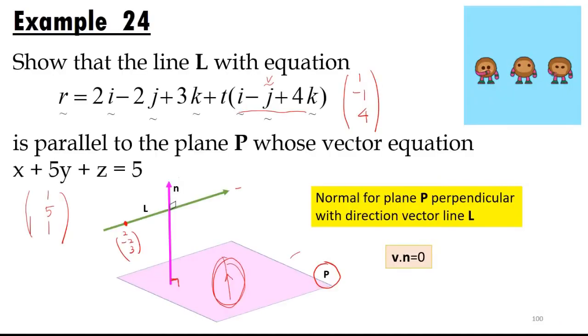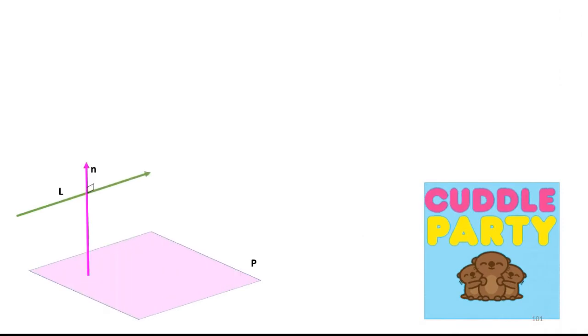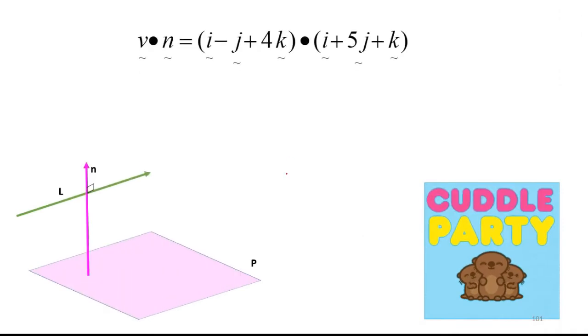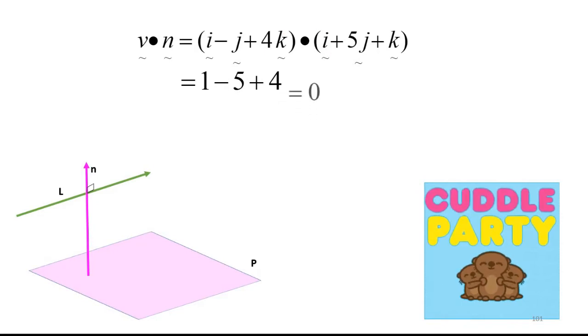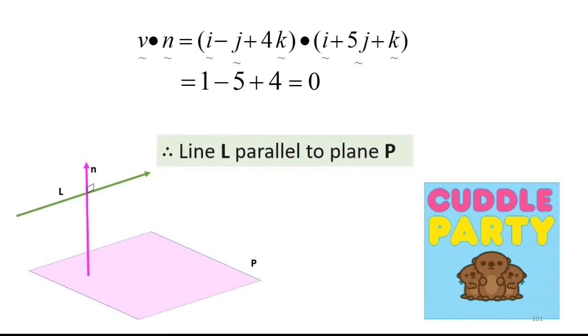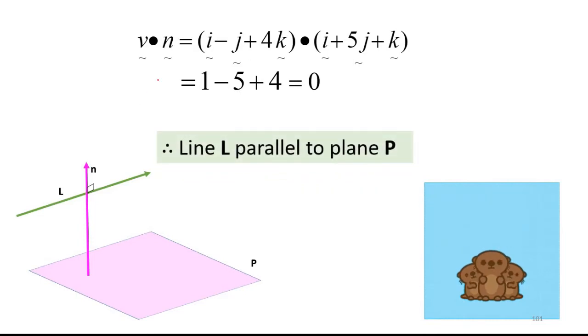Okay. Kita dotkan V dot N. Okay. Ingat V dot N. Direction dot dengan normal. Kita kena dapatkan kosong. Okay. So, kita try. V tadi saya kata dia adalah 1, negatif 1, 4. Dan normal dia 1, 5, 1. So, awak dotkan, kita tengok. Kita dapat 1 tolak 5 tambah 4. Dan kita dapat kosong. So, bila V dot N is 0, bermaksud direction dengan normal perpendicular. Okay, ini perpendicular.